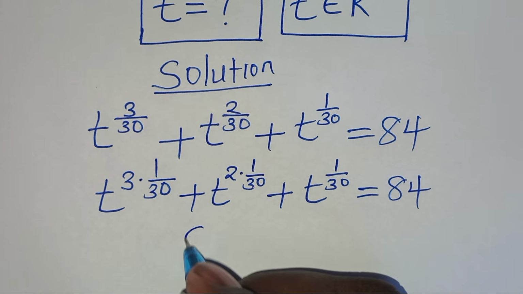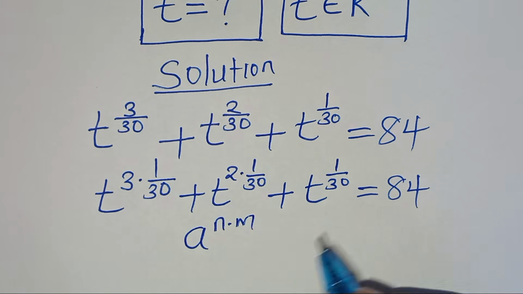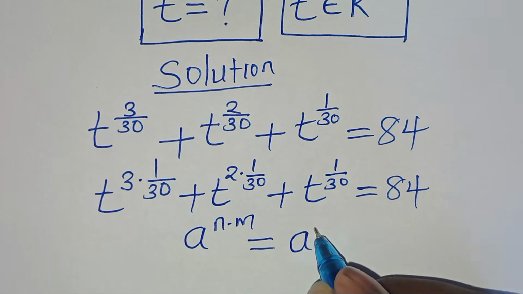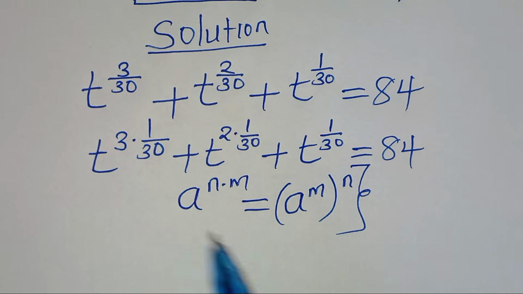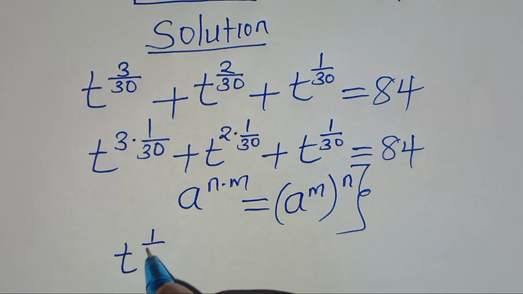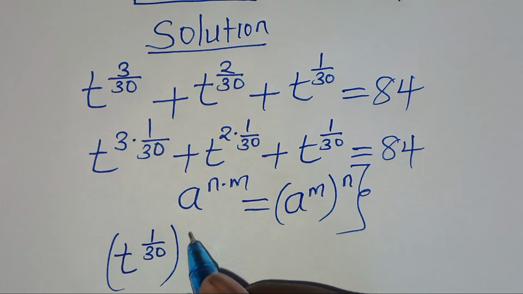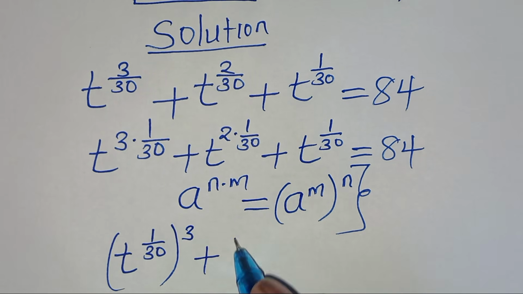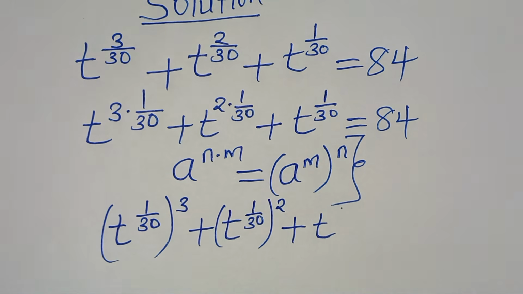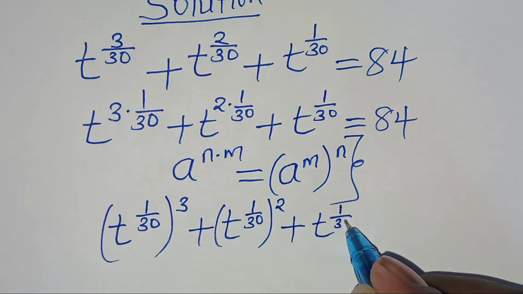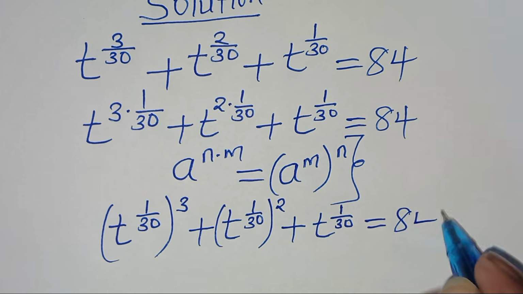So this is in the form of a raised to the power of n times m, which we can express as a to the power of m raised to the power of n. Applying this property, then we have t raised to the power of 1 over 30 raised to the power of 3, then plus t raised to the power of 1 over 30 raised to the power of 2, then plus t raised to the power of 1 over 30. This is equal to 84.